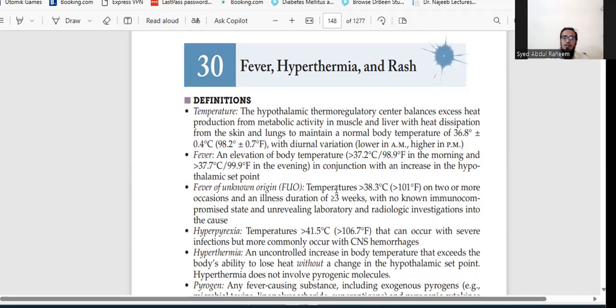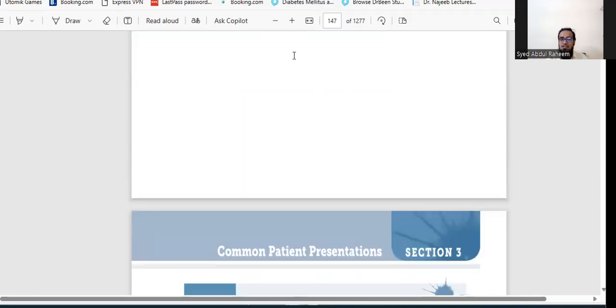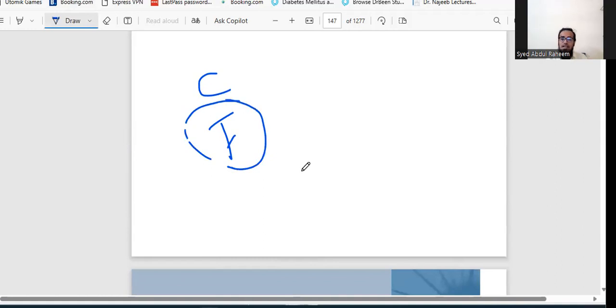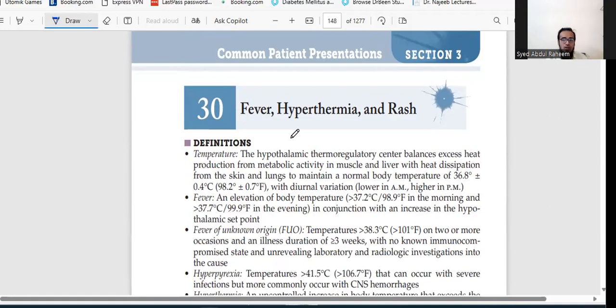So we have a normal temperature. We have two types of scales to check the temperature. One is Celsius and the other one is Fahrenheit. Mostly we check in Fahrenheit only. So in Fahrenheit, what is the normal body temperature? Here, 98.2 plus or minus 0.7 Fahrenheit.